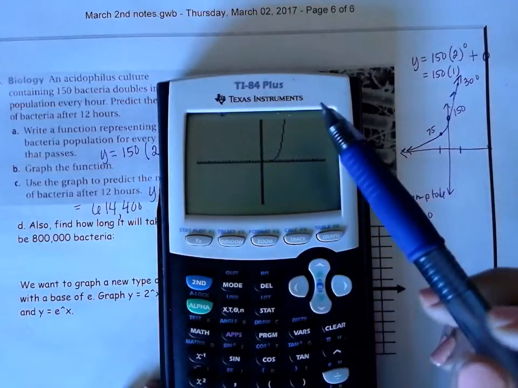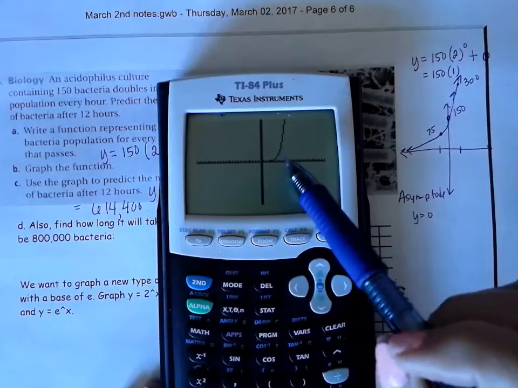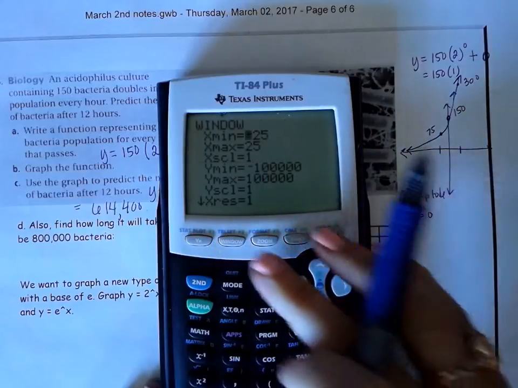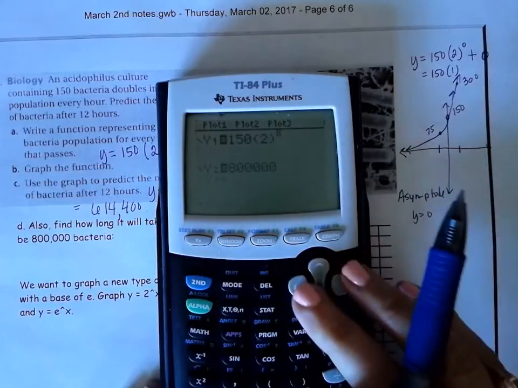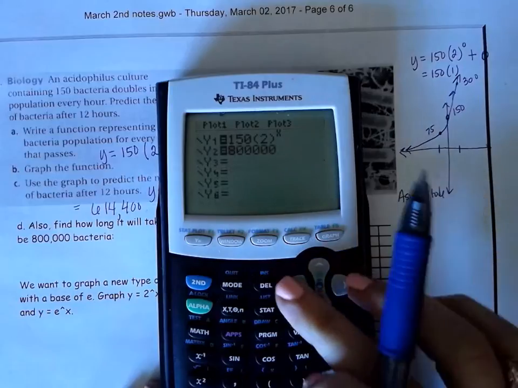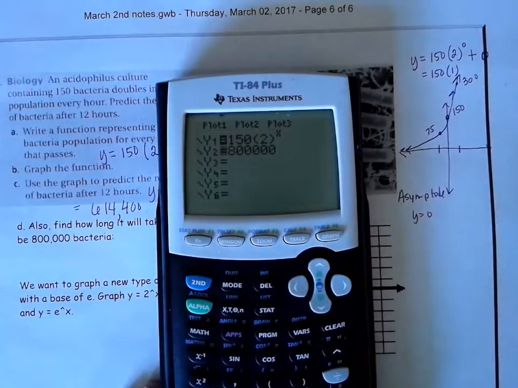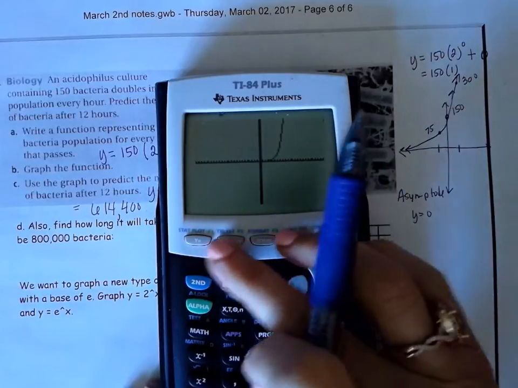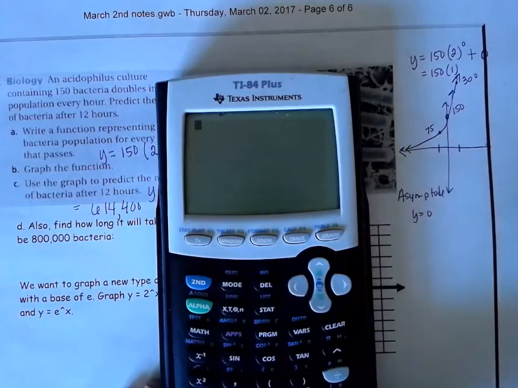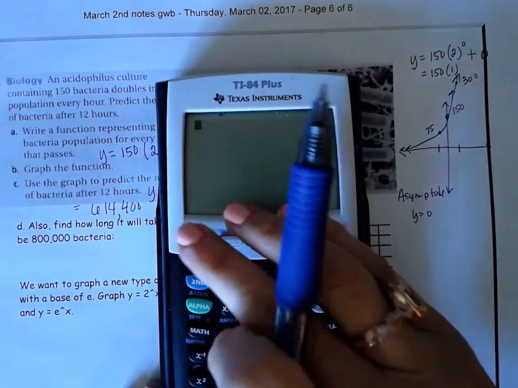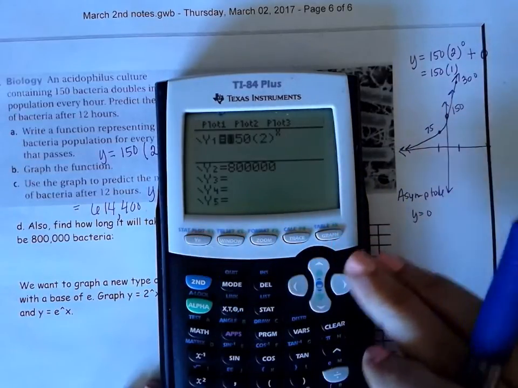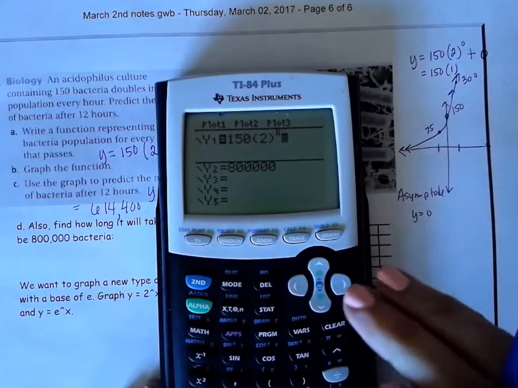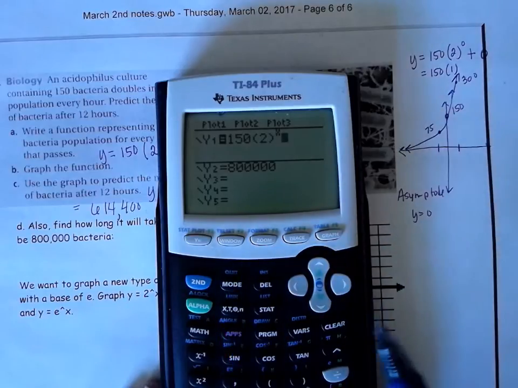What I'm really looking for is where this intersects with 800,000. So on my graph, I need to make sure my 800,000 is graphing. It's actually a line up at the top, so I don't understand why that's not graphing. So I'm going to do it the other way. I'm not sure exactly what's going on with the graphing calculator. It's not graphing the second function.